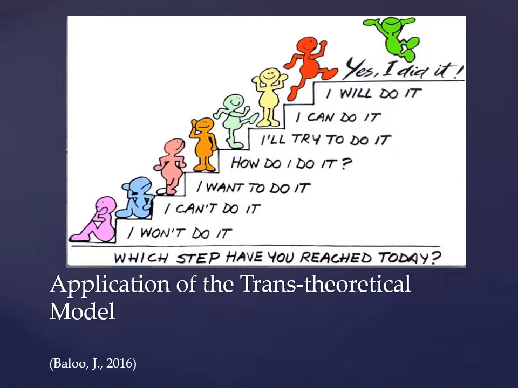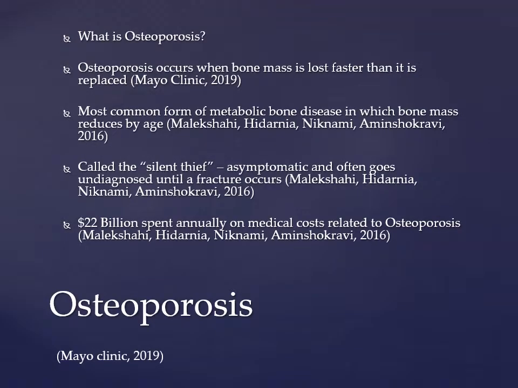Now we'll discuss a current health issue affecting millions of women in the United States, osteoporosis. I will be applying the key constructs and processes of change found within the Transtheoretical Model. What is osteoporosis? To give a brief definition, it occurs when bone mass is lost faster than it's replaced. It's the most common form of metabolic bone disease in which bone mass reduces by age, and is often known as the silent thief, meaning that a person does not realize that they have the disease until they have a broken bone. It is recorded that $22 billion is spent annually on medical costs related to osteoporosis alone.